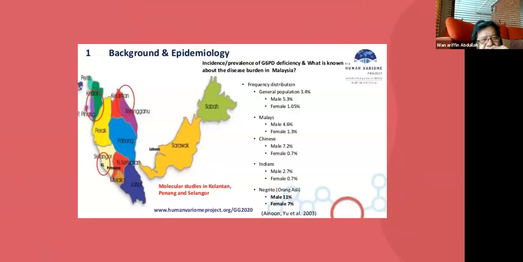Okay. So the next slide is the distribution of the prevalence of G6PD in Malaysia. So mostly affects males and high in Malay and Chinese, but less in Indians. Why are there different colours on this map? Different incidence, is it? Different states. The circles show higher incidence, where they did the study at certain parts of the area.